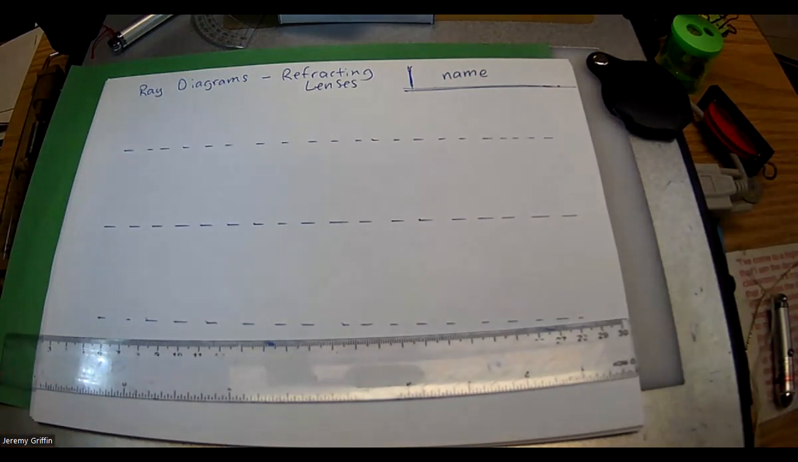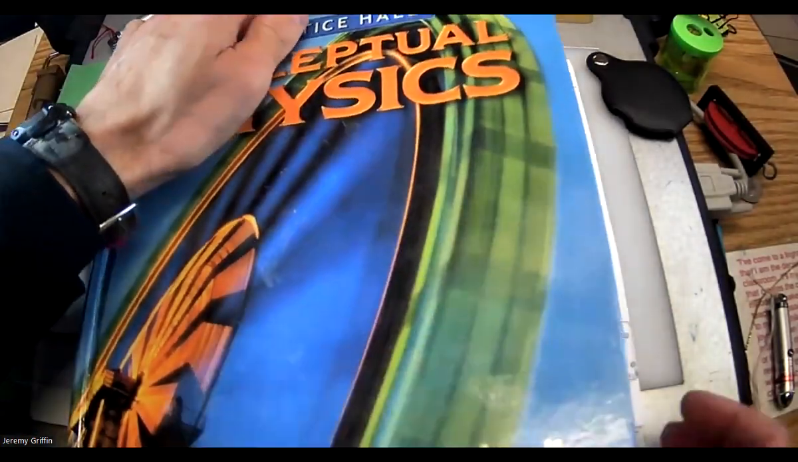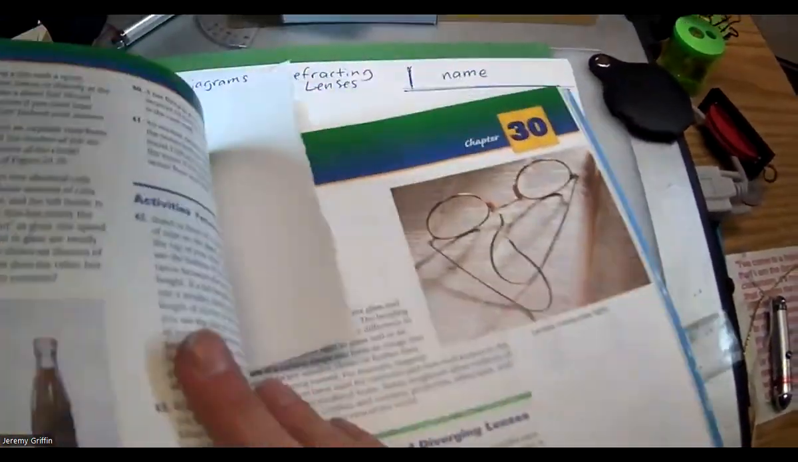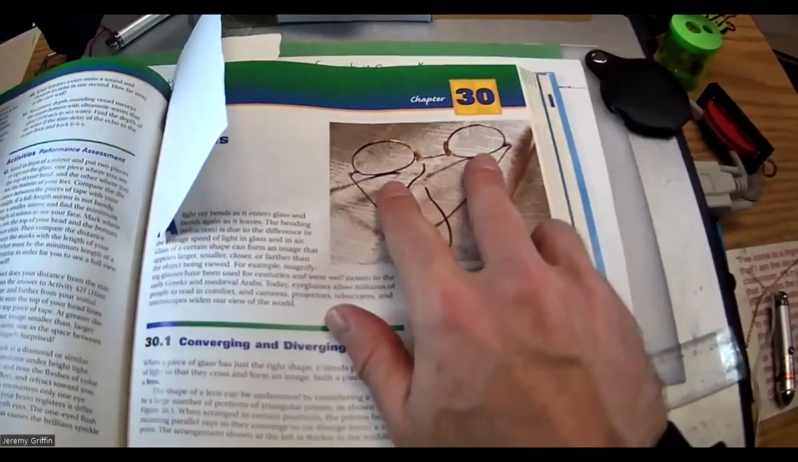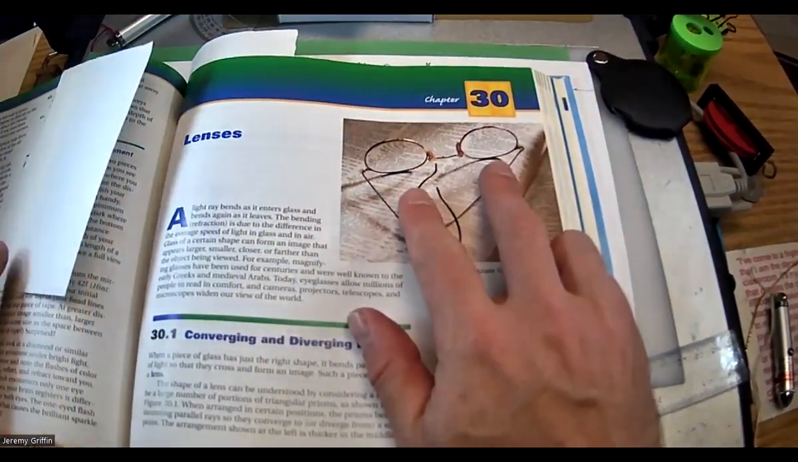Like the mirrors could be convex or concave, right? But the lenses are going to be either converging or diverging. Let me pull up Paul Hewitt's book and show you guys the Paul Hewitt drawing of this. Okay. So, oh look, eyeglasses. I bet if you're wearing eyeglasses or contact lenses, what we're about to do is really applicable to that.